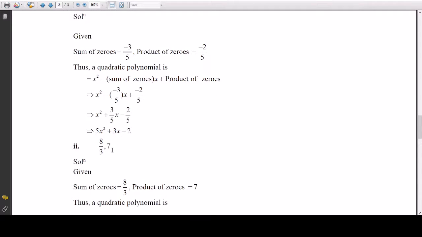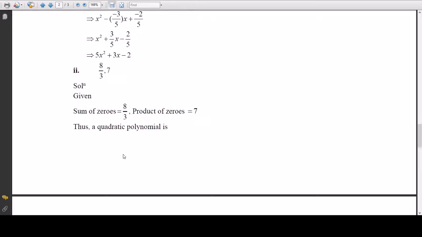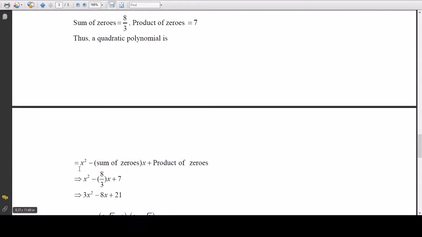Next, number 2, the same thing here also. The only thing that you have to remember is the formula x square minus sum of zeros plus product of zeros. This is very important. This is the formula for any quadratic equation with the given sum and product of zeros. You substitute: the sum is 8 by 3, product is 7. Now you multiply throughout by 3: 3 multiply x square, 3x square, 8 by 3 multiply 3, you will get only 8x. 7 multiply 3 is 21.